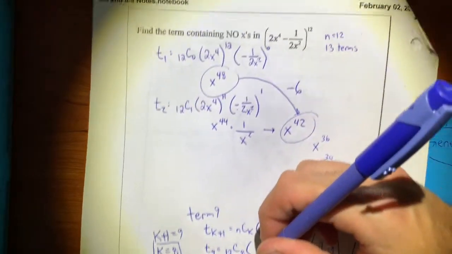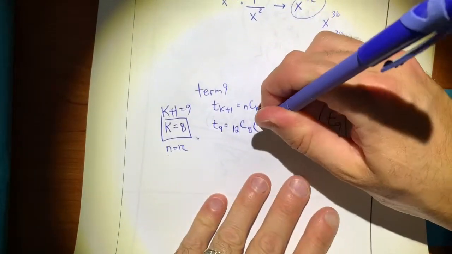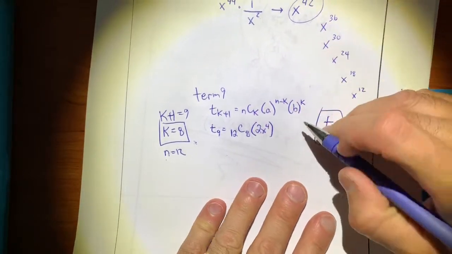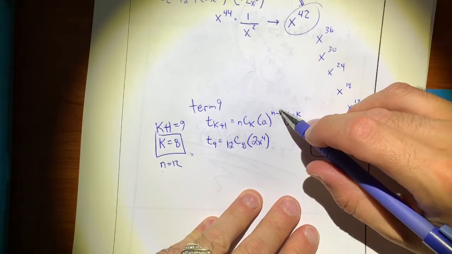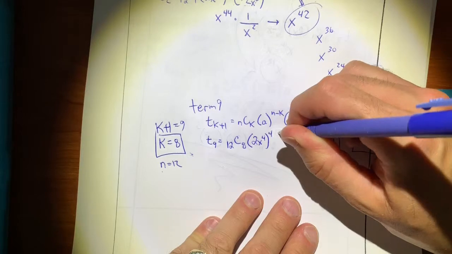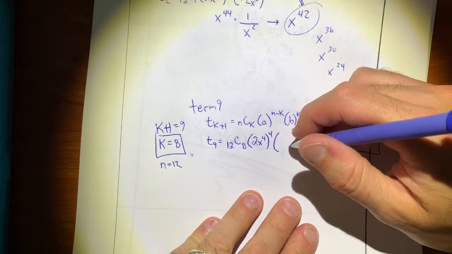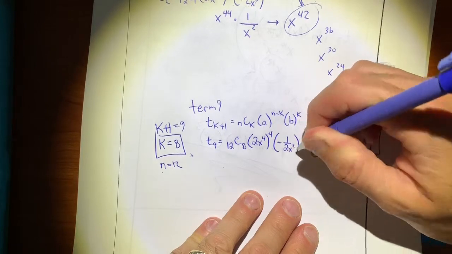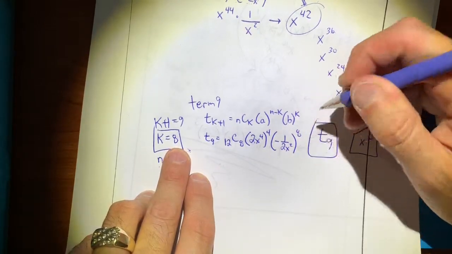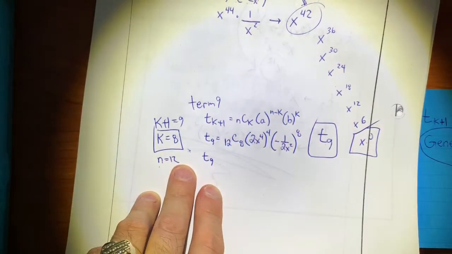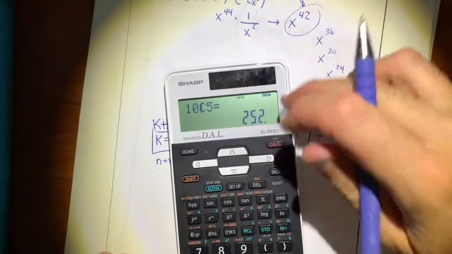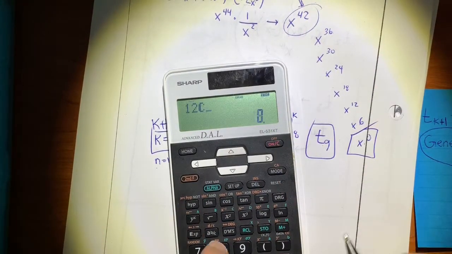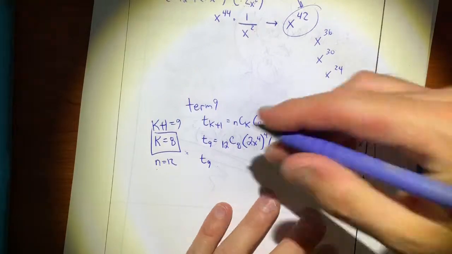My a term, looking up, that's 2x to the 4. It's raised to the power of n minus k, so 12 minus 8, which is 4. And then my b term is negative 1 over 2x squared. It's raised to the power of k, which is 8. Keep on trucking. Get my calculator. 12C8, it's 495.